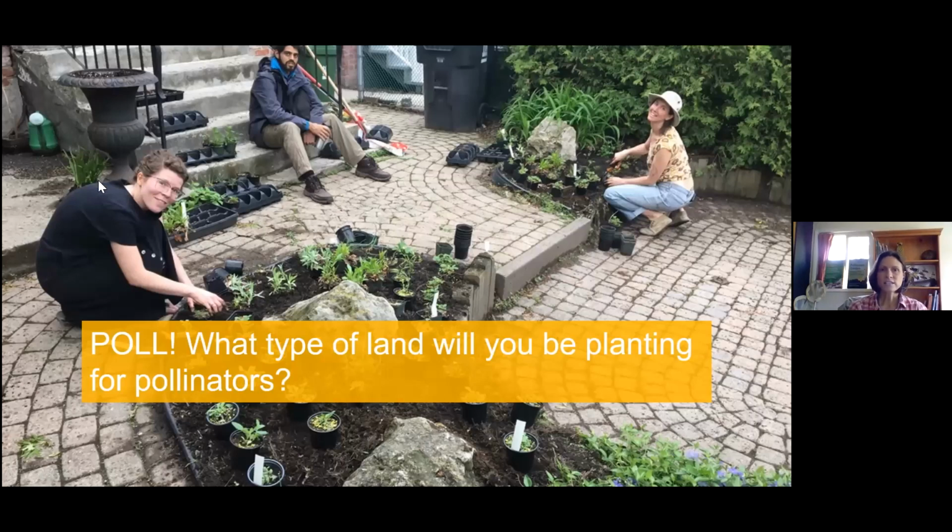So yeah, if you can tell us what type of land you'll be selecting plants for, and the options are a home garden or yard, a school garden, maybe a business or corporate building, municipal land, park land at any level of government. Maybe it's transportation or energy rights of way, or industrial land, or maybe there's something other that I didn't think to put there. And I'll just give you about 10 seconds here to answer.